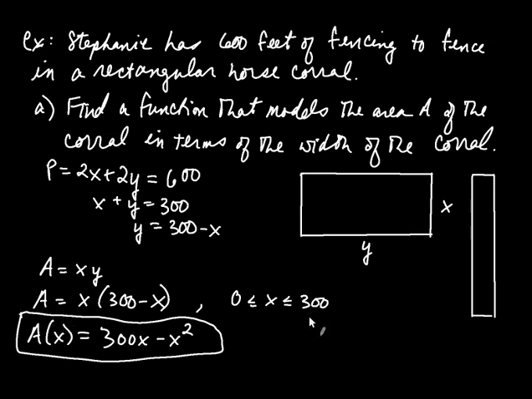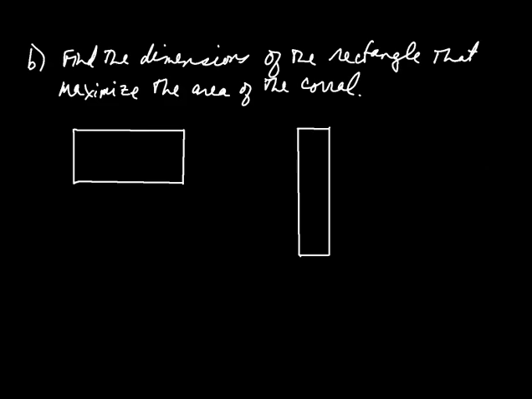Now you might be asking, well, how should she make the rectangle so that the area is maximized, right? So that the horses have the most space. And that's the question we're going to answer next. So for the same problem, what's the width that gives the maximum area? So we're going to maximize this function. So find the dimensions of the rectangle that maximize the area of the corral. So Stephanie can build her rectangle with whatever width she wants, as long as it's less than 300.